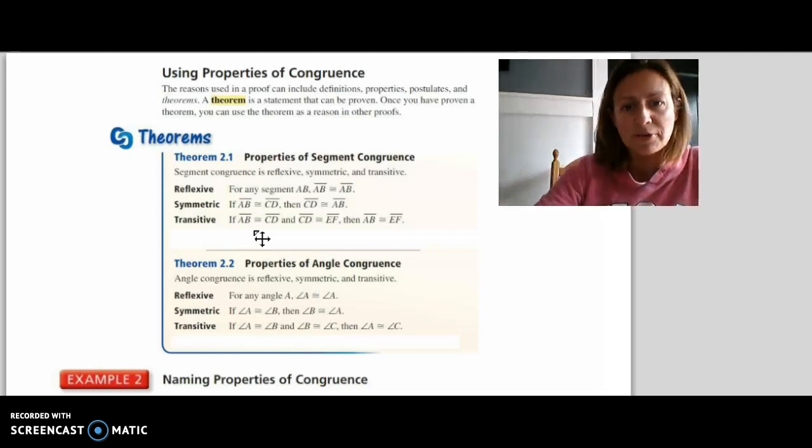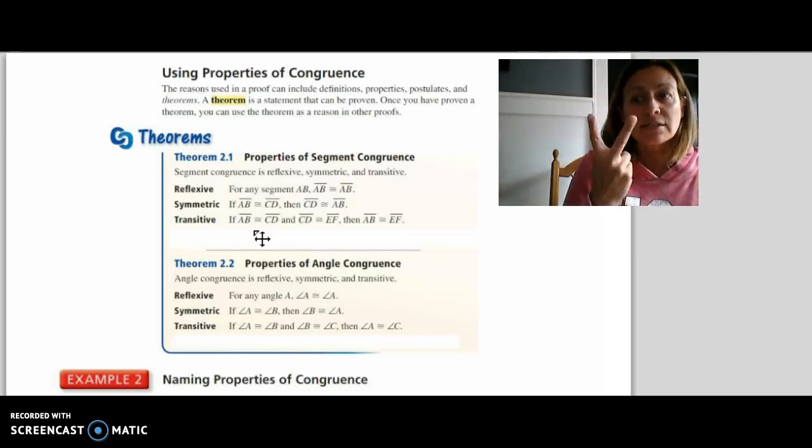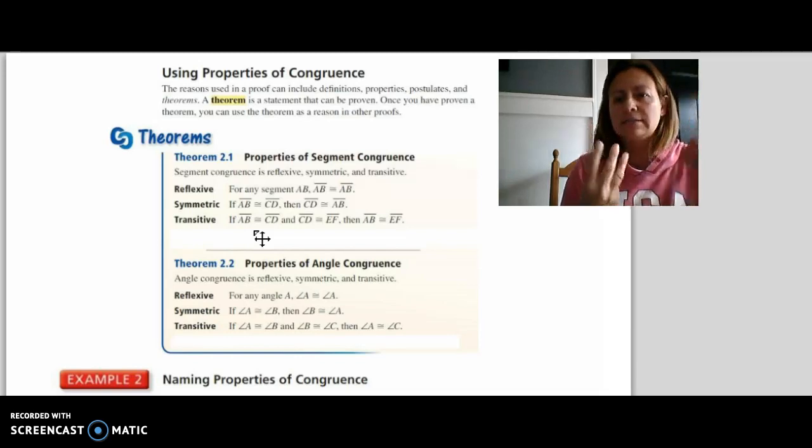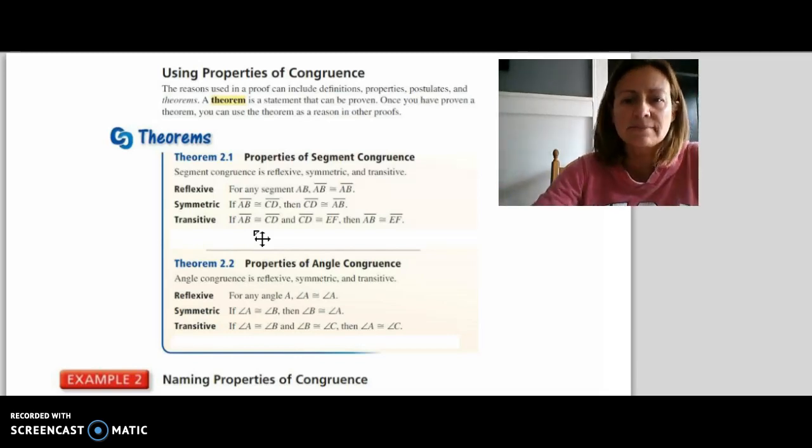That's the transitive property. Reflexive, one object equal to itself. Symmetric, two objects swapped in order. Transitive, three objects linked together like train cars. And the same applies to angles.